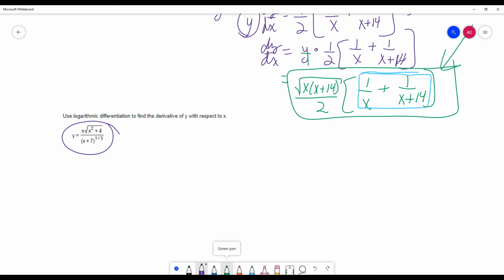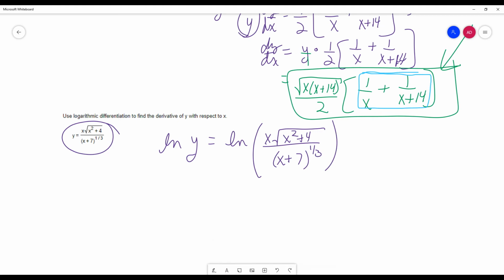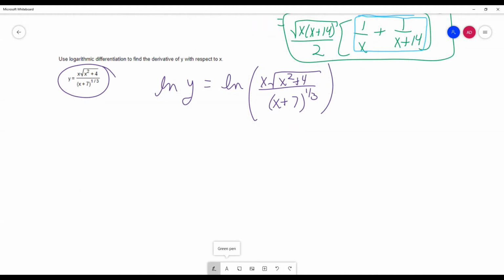So what you want to do first is bring in the natural log to both sides. So the natural log of y equals the natural log of this entire expression. I'm just writing the entire expression out. And of course, if you need to, go ahead and pause the video and go back. Okay, and then here we go.